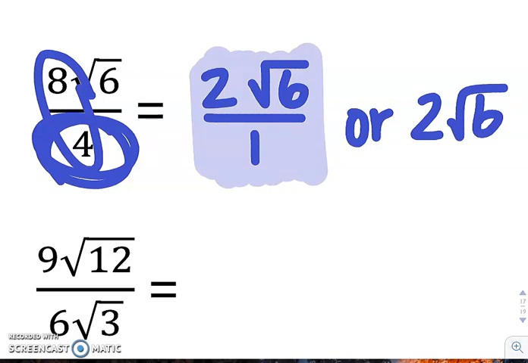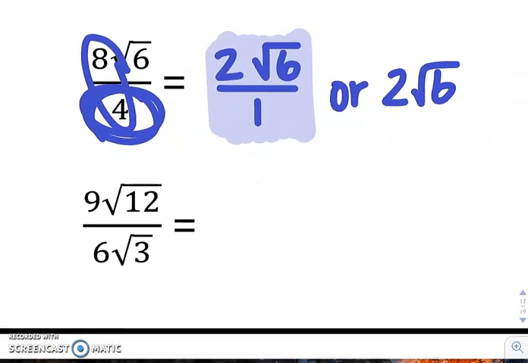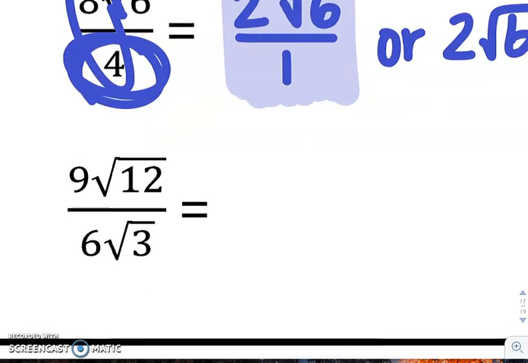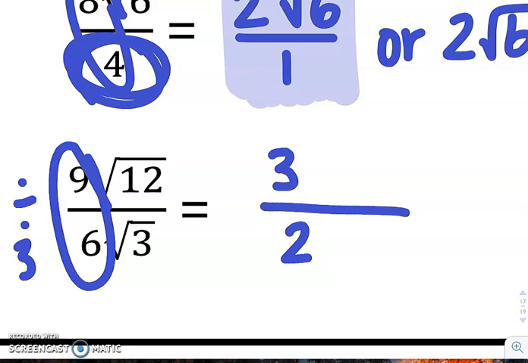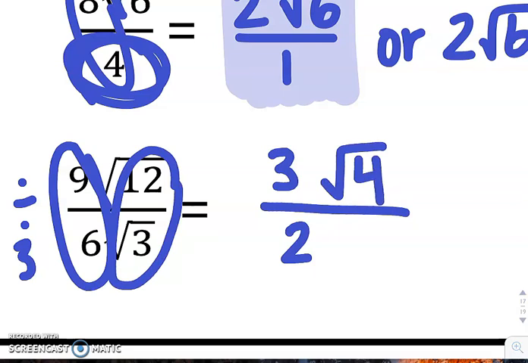If you look at the second one, 9 square root 12 over 6 square root 3, we have a coefficient in the top and bottom and a radical in the top and bottom. Since you have both, you should try to simplify both. 9 and 6, you can't divide 9 by 6, but you can reduce it by 3. So 9 reduced by 3 will be 3, and 6 divided by 3 will be 2. And then 12 and 3 is 4.